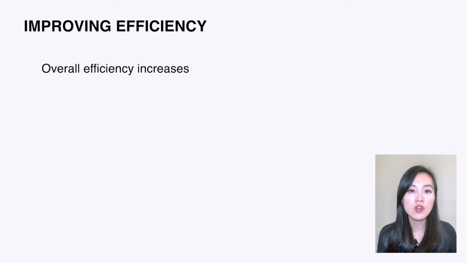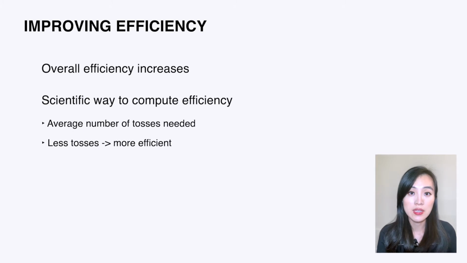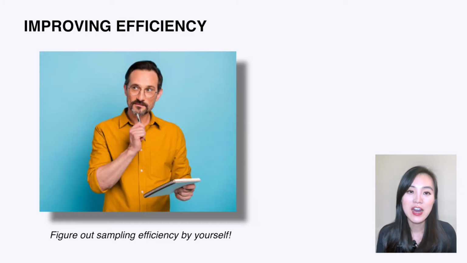Intuitively, the overall sampling efficiency increases. A more scientific way to get the sampling efficiency is to compute the expected number of tosses to get a head or a tail. Essentially, on average, how many tosses do we need in order to simulate a head or a tail of a fair coin? The fewer the tosses, the higher the efficiency. I will leave this part to you to figure out the exact sampling efficiency and how much we have improved the efficiency by keeping two consecutive heads and tails.